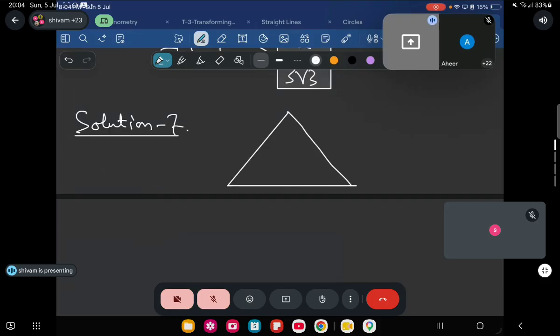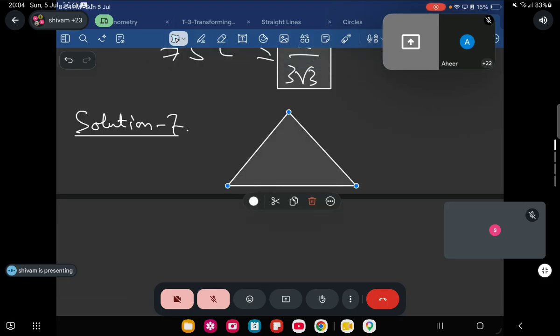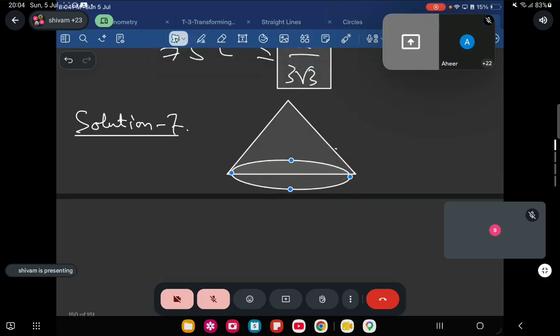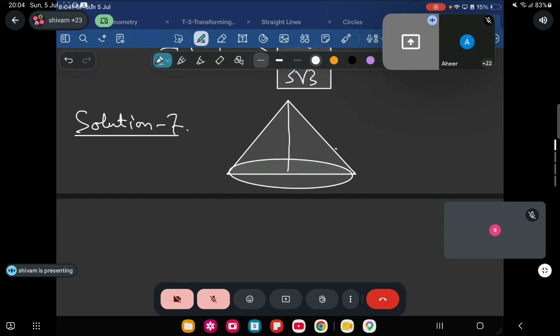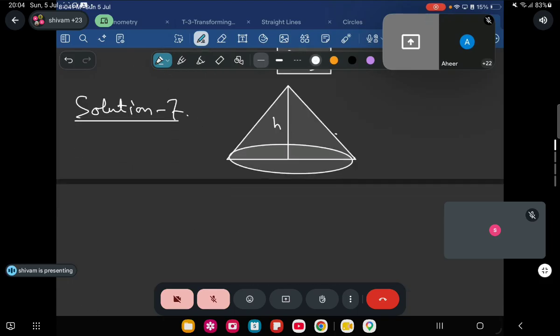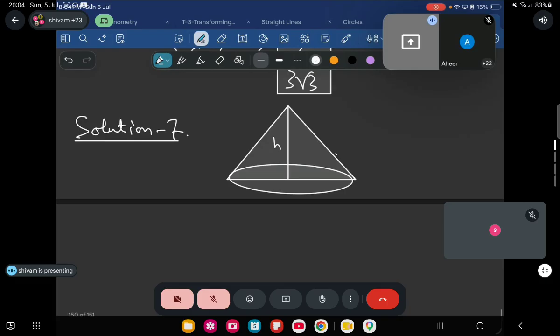So this is the conical tent. Okay, everyone pay attention. Semi-vertical angle. We need to find out the semi-vertical angle. Slant height is given. For a given slant height, we need to find out the maximum. So this is the given slant height, and let us say that this is L.